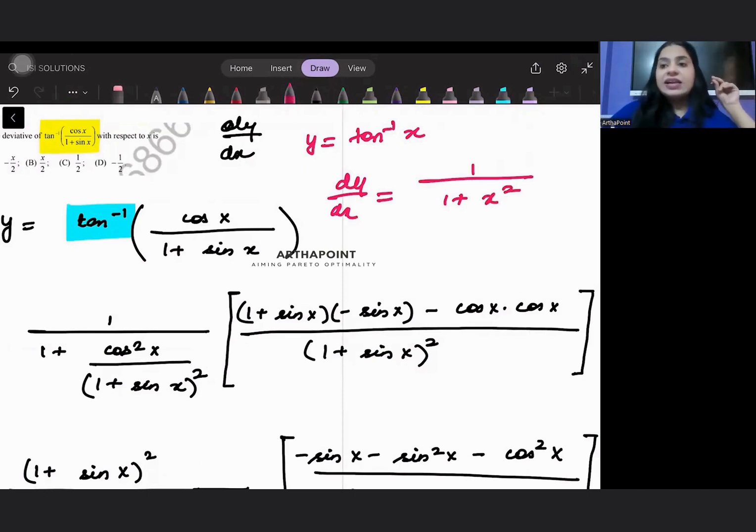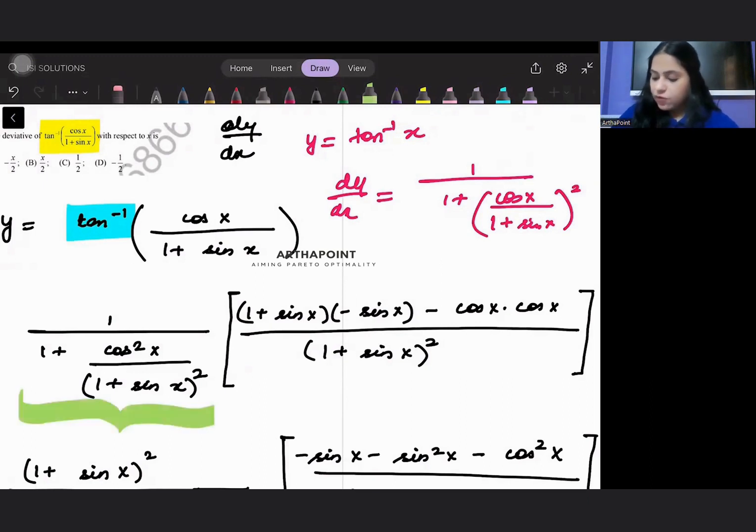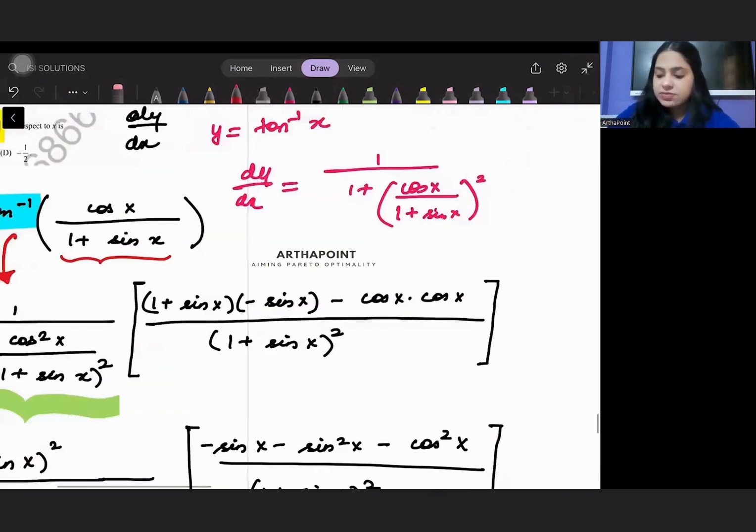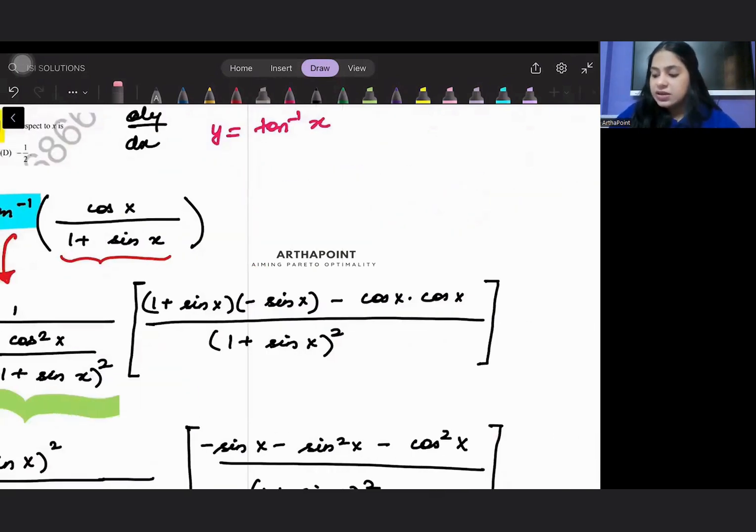Now here my angle x itself is this, cos x upon 1 plus sin x. So if I differentiate this, instead of x, I will write my angle, and my angle will be cos x upon 1 plus sin x whole square. So this is the first part where I have differentiated tan inverse. Right? Now into, I must differentiate the angle itself. There must be differentiation of the angle itself.